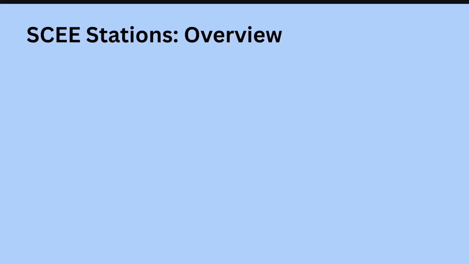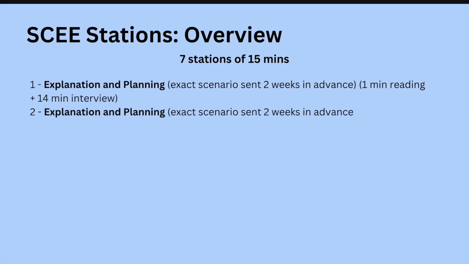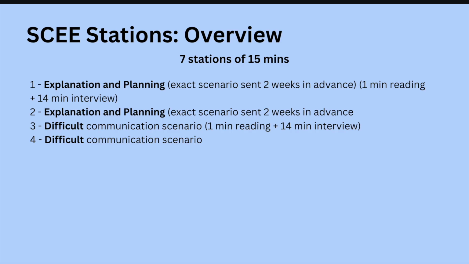So I'm now going to go through the SCEE stations. There are 7 stations of 15 minutes. There are 2 explanation and planning stations. The exact scenario was sent 2 weeks in advance, so everybody in the year group will know this, and you can prepare for this as much as you like, and it is in your best interest to be very, very slick at doing this. For these, you get 1-minute reading and 14-minute interview. You get 2 difficult communication scenarios. You get 1 minute of reading and 14 minutes interview for both of those, and I'll go through what might or might not come up for that.